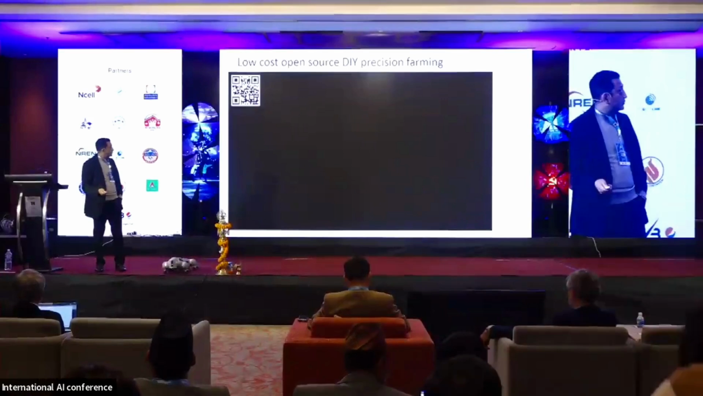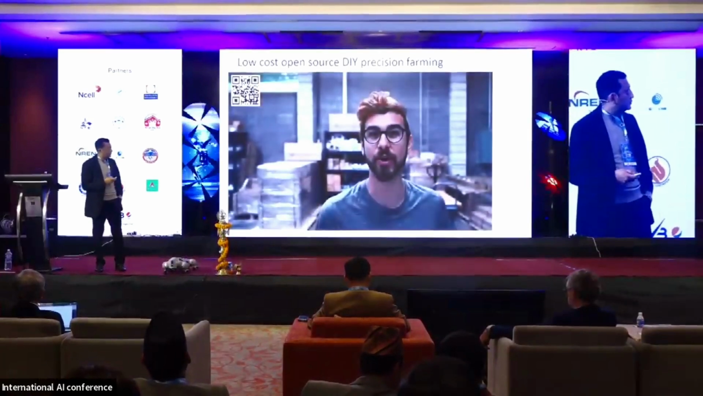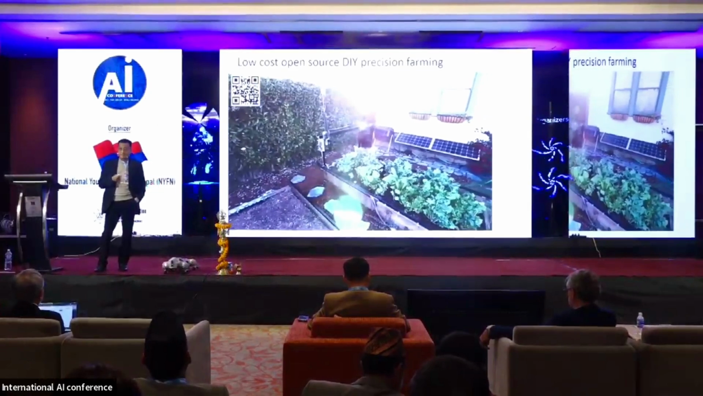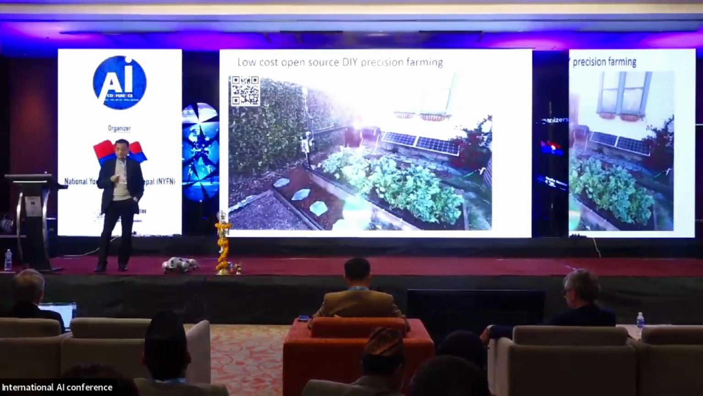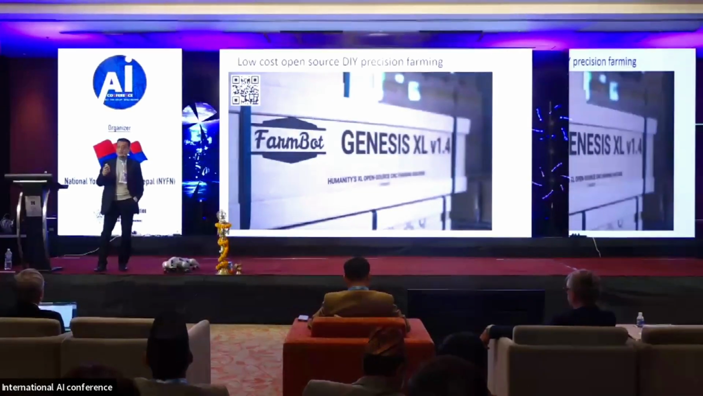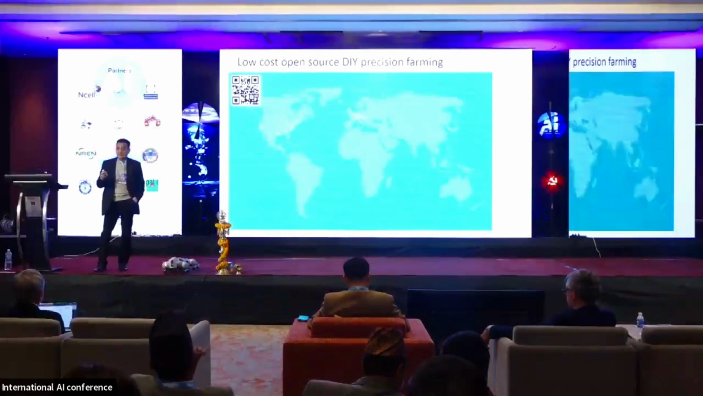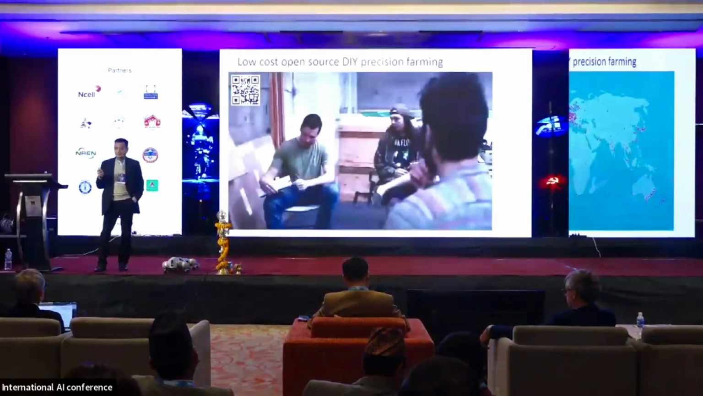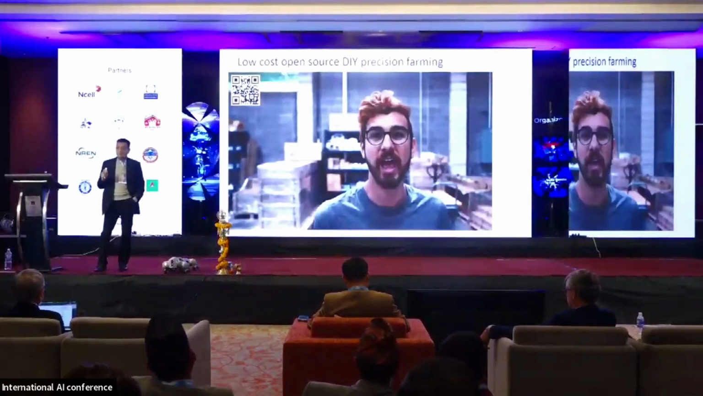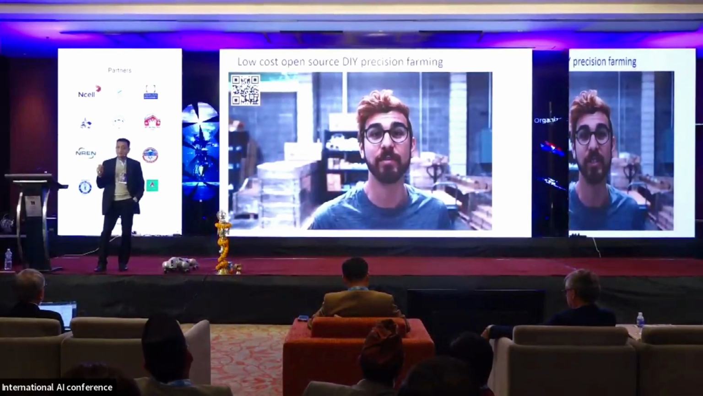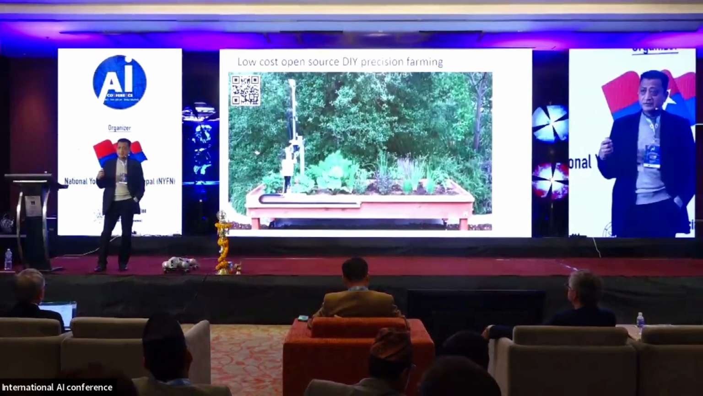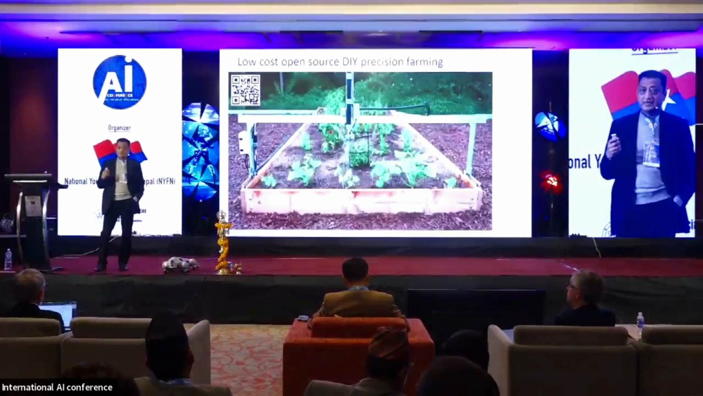So here's an example of low-cost DIY precision farming. This is open source, right? So you can buy this kit for maybe $2,000 and install it in your garden, and the AI does all the work. So you can decide on a user interface what plants you want to grow, and the AI can do that, FarmBot Express, fully automatically using software.